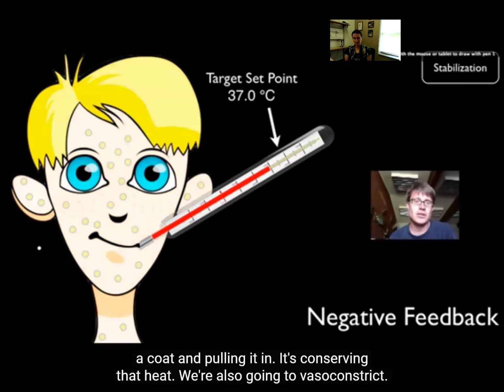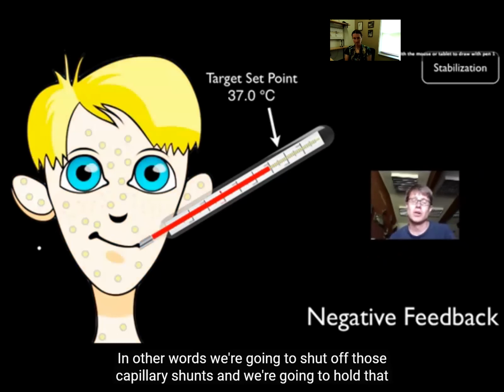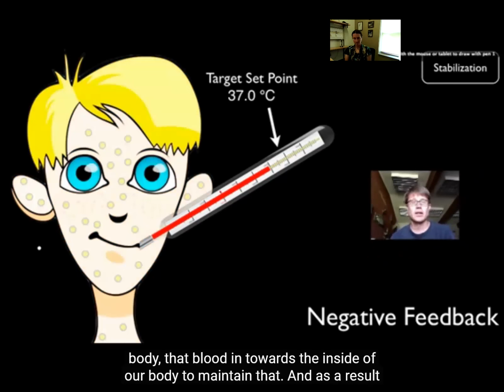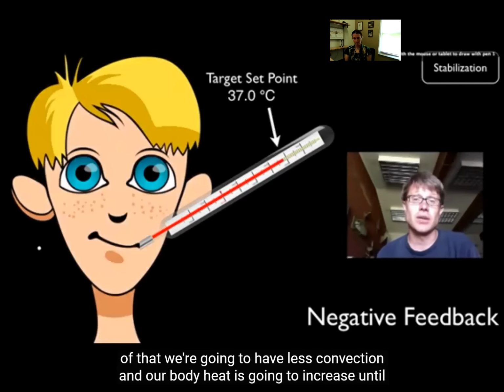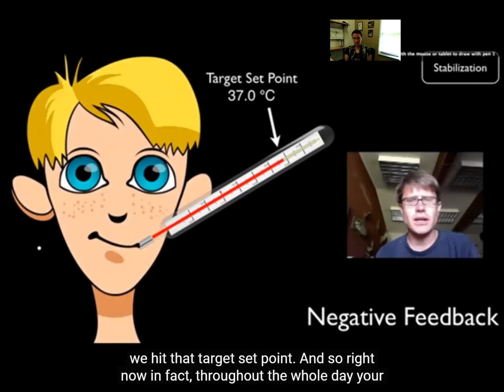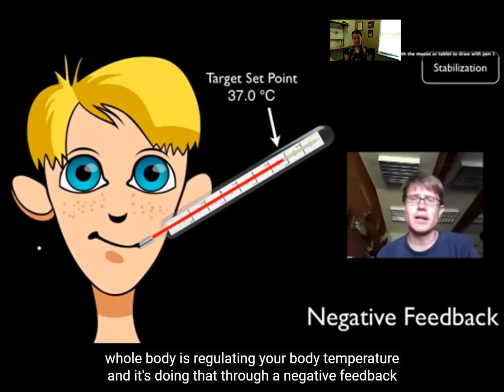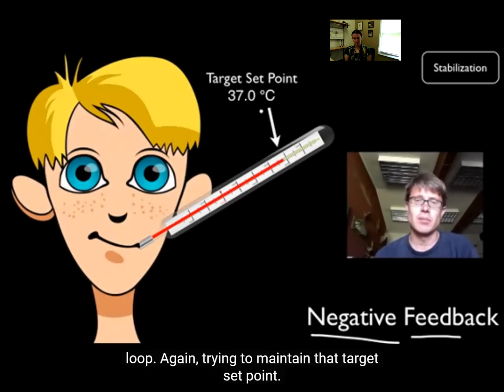We're also going to vasoconstrict. In other words, we're going to shut off those capillary shunts, and we're going to hold that blood in towards the inside of our body to maintain that. And as a result of that, we're going to have less convection, and our body temperature is going to increase until we hit that target set point. And so right now, in fact, throughout the whole day, your body is just regulating your body temperature, and it's doing that through a negative feedback loop, again, trying to maintain that target set point.